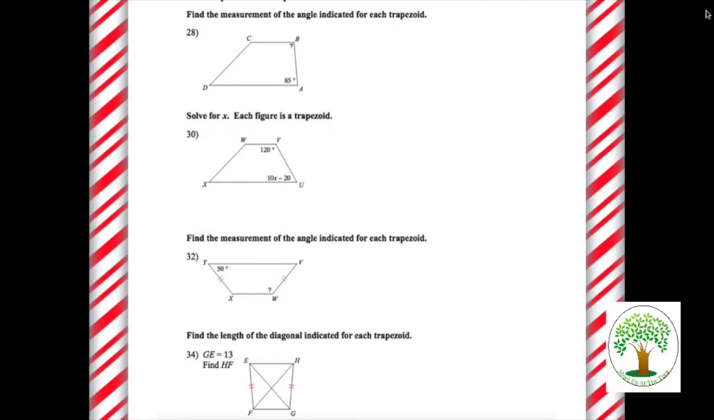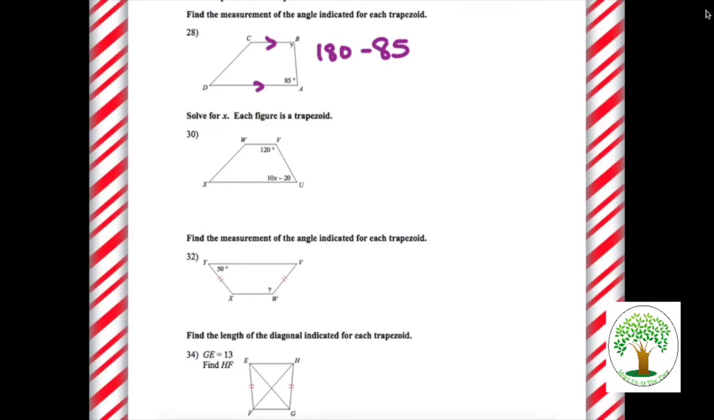Now, this is a trapezoid. And we know with the trapezoid that these are parallel. So everything you know about parallel lines and transversals applies to trapezoids too. So we got a lot of things that are applying from chapters before. What do we know about angles that are same side interior angles? They're supplementary. So if that one plus that one equals 180, what can I do to find the question mark? 180 minus 85.